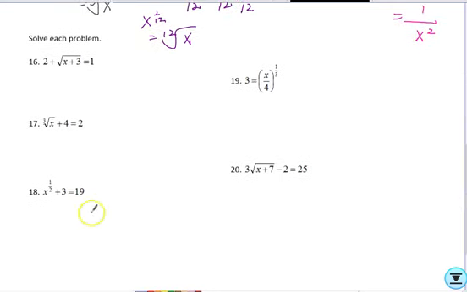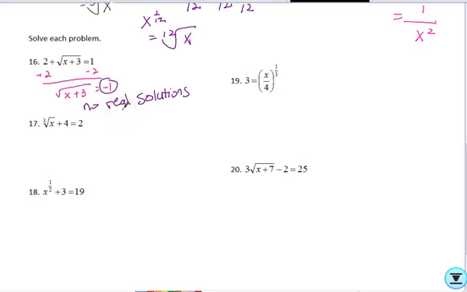Okay, we made it to the last set of problems. Do I think I'm going to have enough room? Let's see. You got to isolate the radical. And I'm going to stop right there. A square root will not give me a negative output. This is no real solutions.